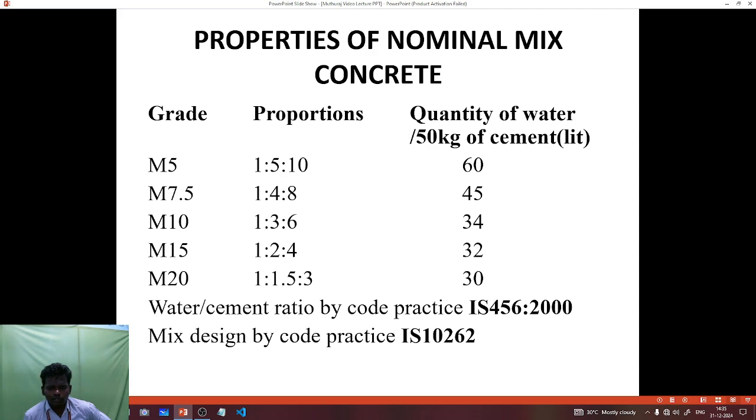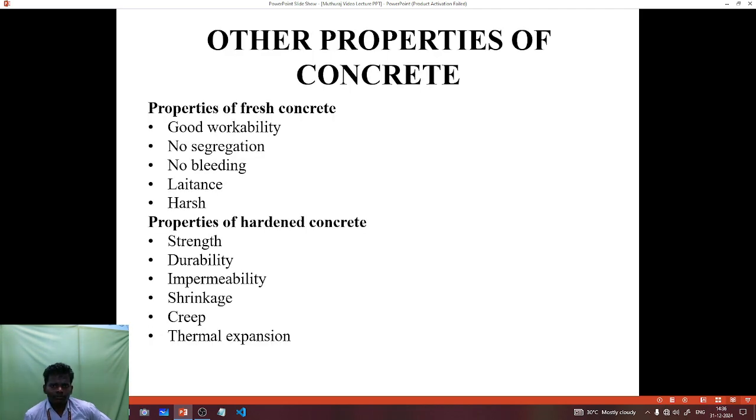The water cement ratio we can study elaborately using the code practice IS 456 of 2000, and for an elaborate study of mix design, the code practice IS 10262. The other properties of concrete are properties of fresh concrete. Fresh concrete must satisfy these conditions: good workability, no segregation, no bleeding, lightness and harshness. The properties of hardened concrete are strength, durability, impermeability, shrinkage, creep and thermal expansion.